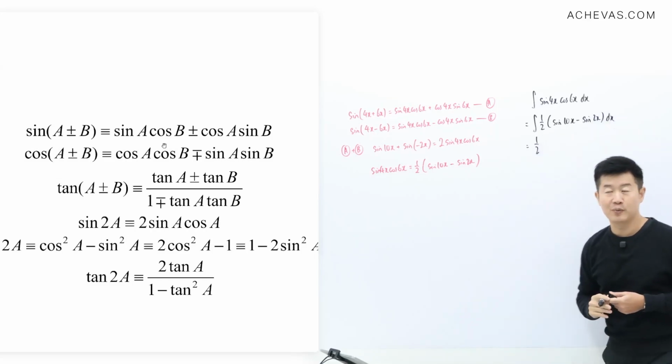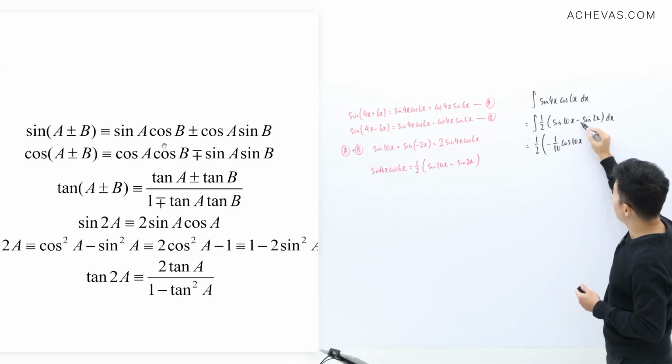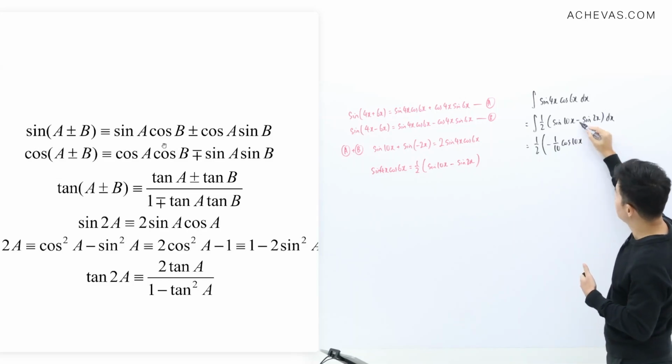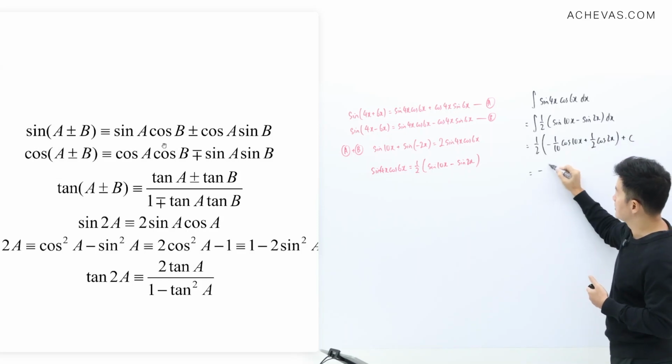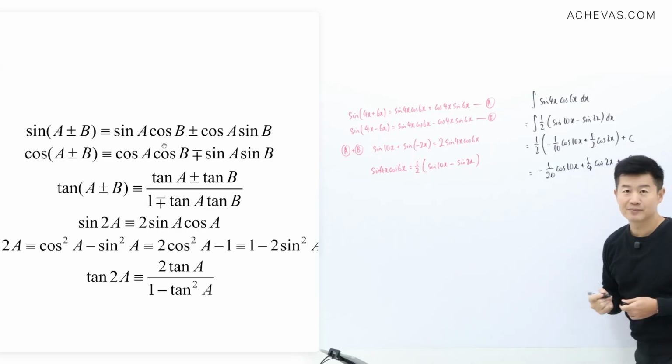This is going to be equal to half. Let's factorize it out from the integration notation. And here we will have a minus 1 over 10 cosine 10x. Then minus 1 over 2 cosine 2x. Minus minus become plus, so plus 1 over 2 cosine 2x. Then plus c. This is minus 1 over 20 cosine 10x plus 1 over 4 cosine 2x plus c.